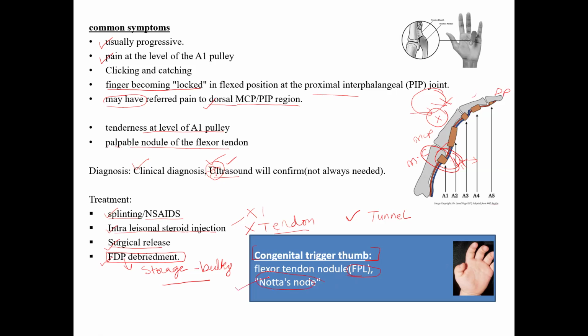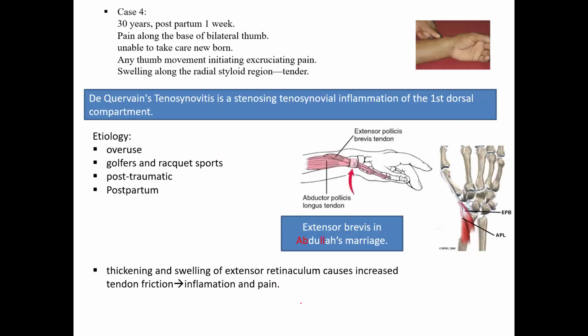Notta's nodule is sometimes asked as a PG question, a PG bit for you. The treatment for this is we need to wait till 2 to 3 years. If it is persisting, then we need to go for surgery. There is no role of giving intralesional steroid in these patients. This is all about trigger finger.